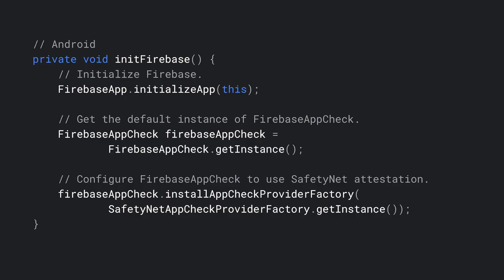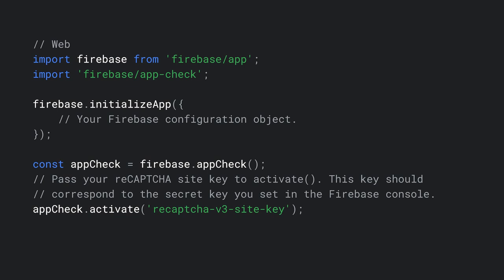After you've configured your app in the Firebase console, it's time to integrate App Check into your application code. Client setup on all three platforms is super simple. For Android, just get a Firebase App Check instance and install a SafetyNet App Check provider factory. For web, you'll get an App Check instance and then call activate to configure it with your reCAPTCHA site key. For iOS, if you're using Device Check, all you need to do is include the Firebase App Check SDK and everything should be automatically configured.